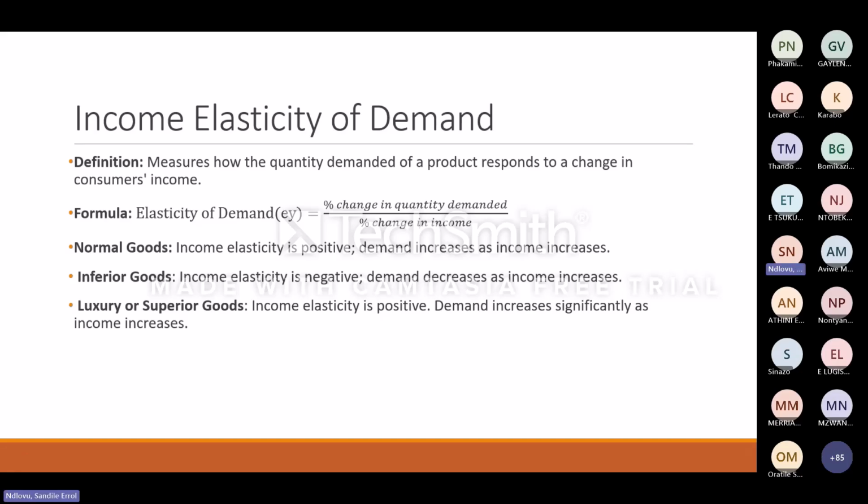So what income elasticity of demand tries to explain is how much the quantity demanded for a product will change if income increases. Okay. So the formula for income elasticity of demand is EY, E for elasticity and Y, because Y in economics captures income. In the denominator you have the percentage change in income, and in the numerator you have the percentage change in quantity demanded.